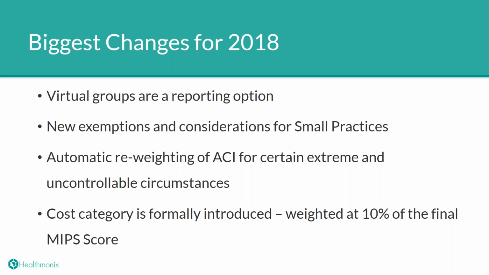And then finally, the big piece is that cost is now going to be 10% of the final MIPS score. What we understood prior to the release of the final rule is that cost was not coming until 2019. Now it will be a part of 2018 reporting and will be 10% of the MIPS score.